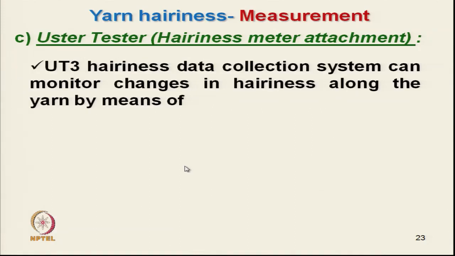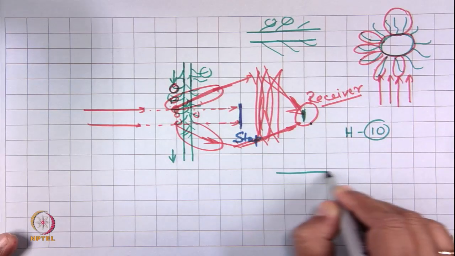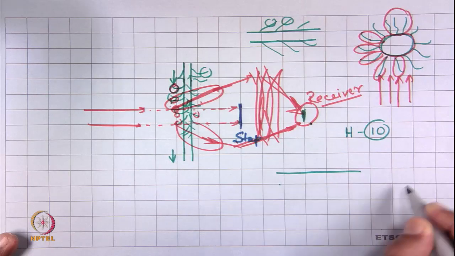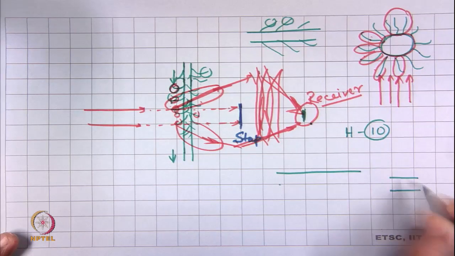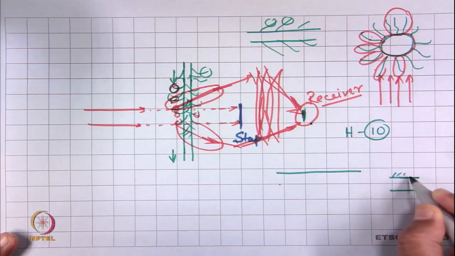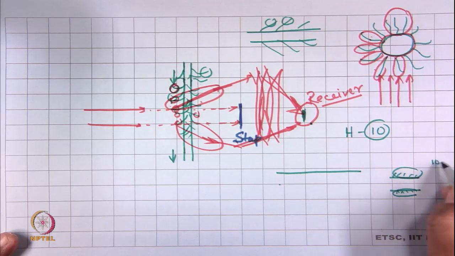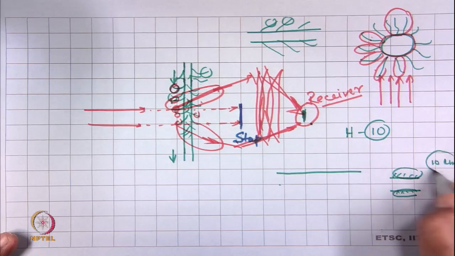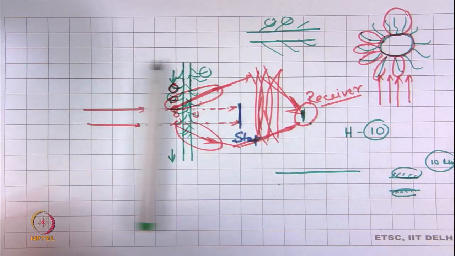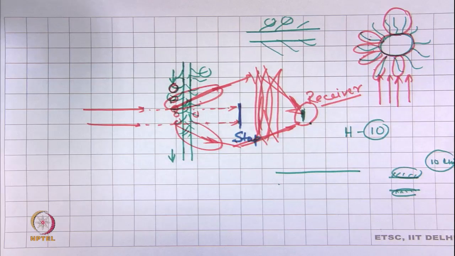So, say an H value of 10. What does it mean? Suppose we are taking 1 centimeter of yarn, and if we add together the total length of the hair, it will become 10 centimeter. So, 10 centimeter is the total length. So, a higher H value means a higher length of hair.